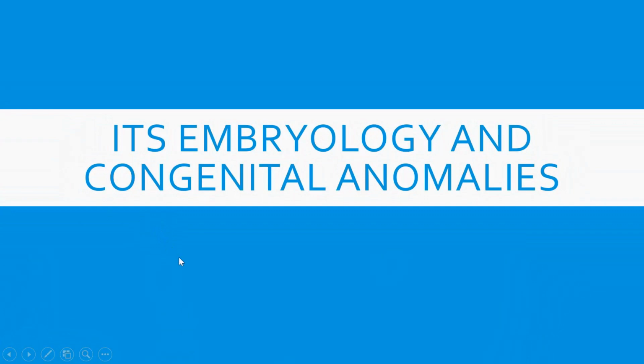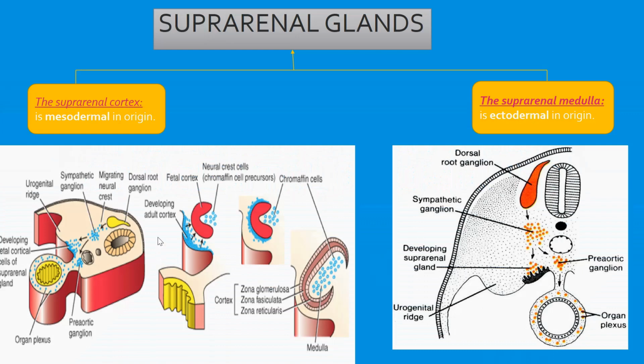Development of the suprarenal glands and its congenital anomalies. The adrenal gland consists of outer cortex and inner medulla, as during the 5th week, mesothelial cells of the coelomic epithelium on either side of mesentery of the gut proliferate to form the fetal cortex. Then a second layer of cells develop from the coelomic mesothelium and surround the fetal cortex to form the permanent cortex.